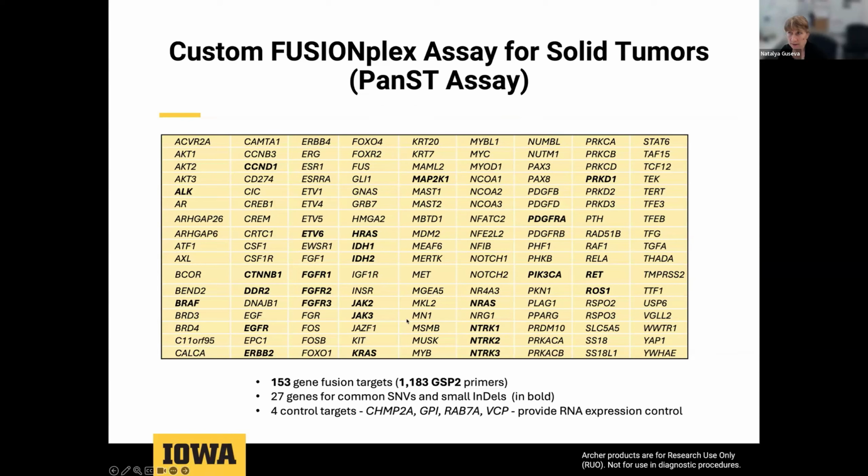We also have SNV targets, for genes shown here in bold. The assay also includes 4 control genes for RNA expression. Actually, these genes are included in all Archer panels for RNA expression control.